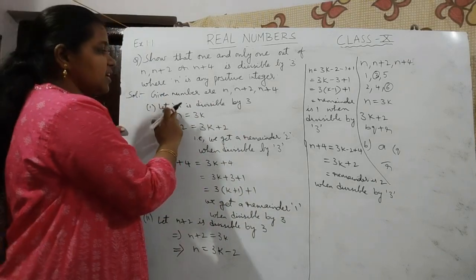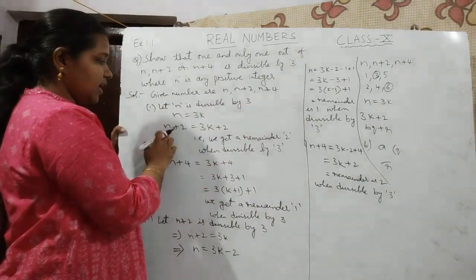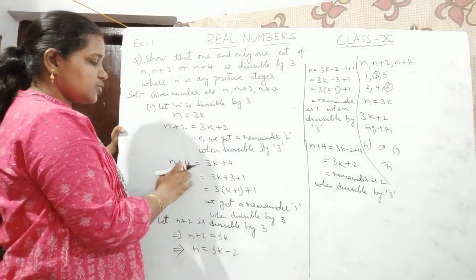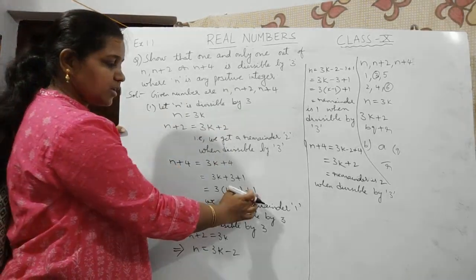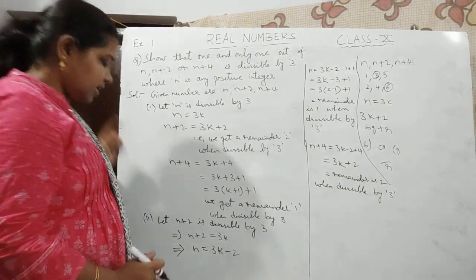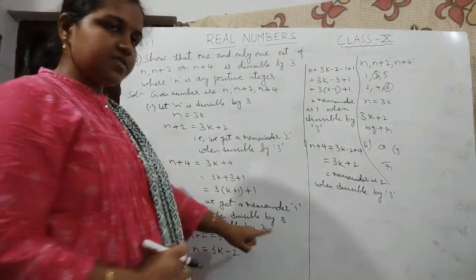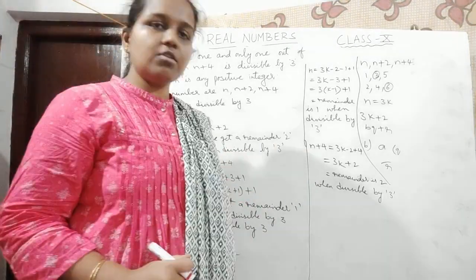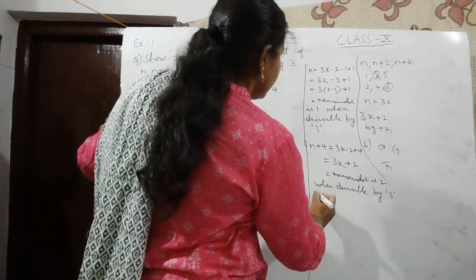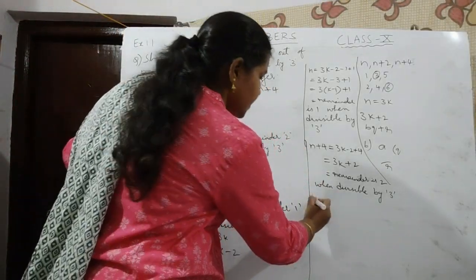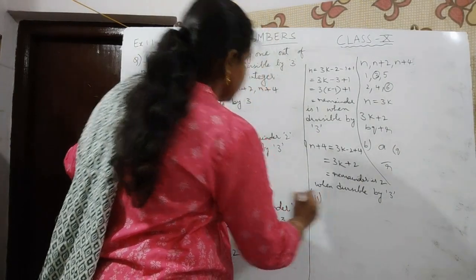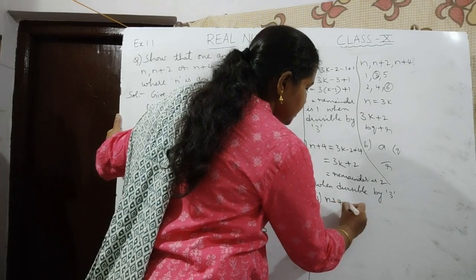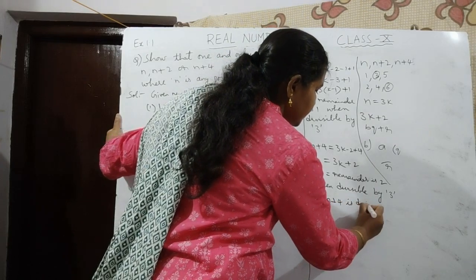First case we have seen that n is divisible by 3, then n plus 2 is not divisible because we are getting a remainder 2 here. N plus 4 is also not divisible because we are getting a remainder 1 here. Second case, n plus 2 is divisible, then n is not divisible, n plus 4 is also not divisible. So similarly, I have to take the third case. Third case, what I have to do? I should take n plus 4 is divisible by 3.